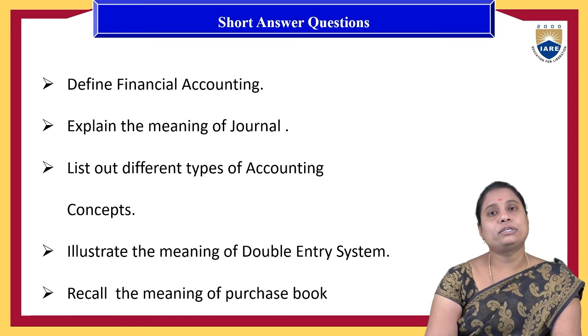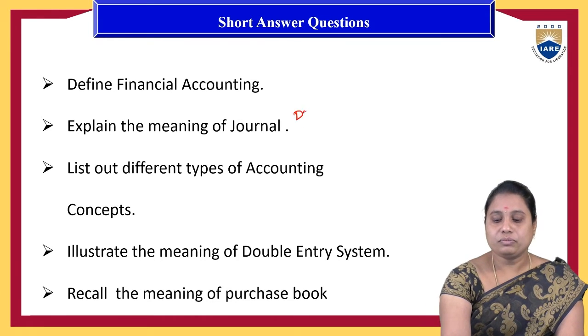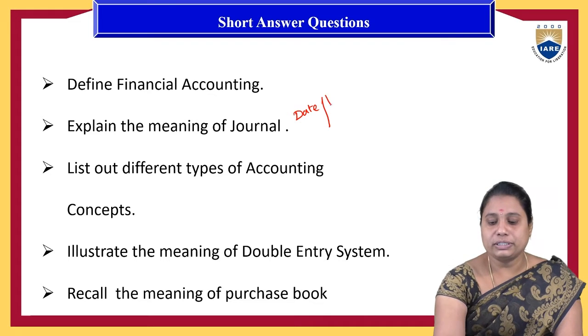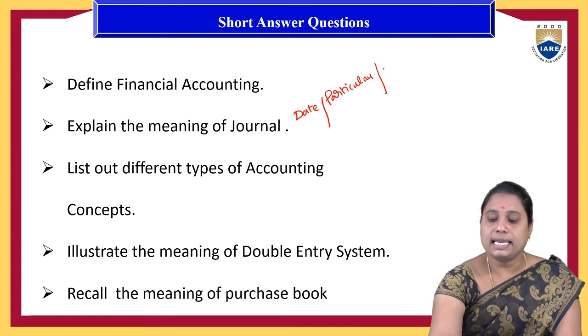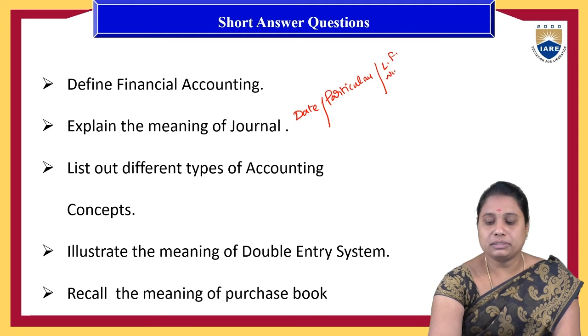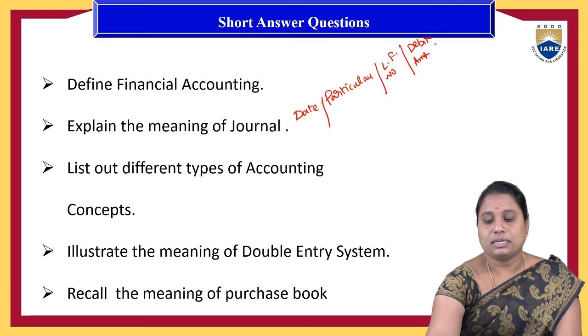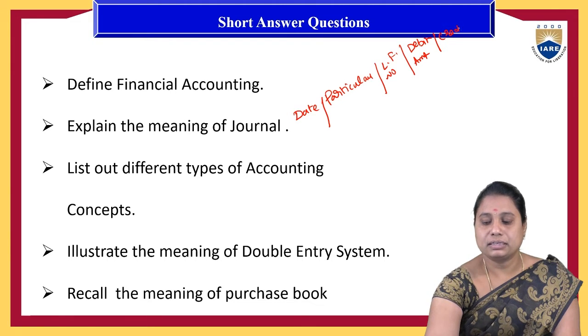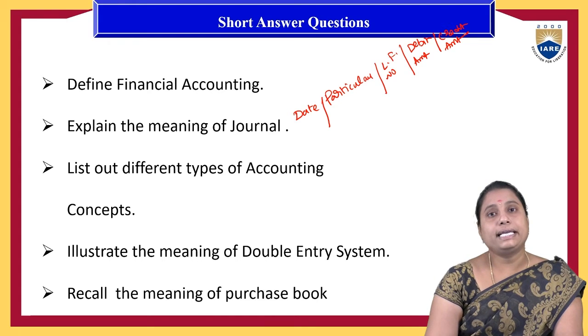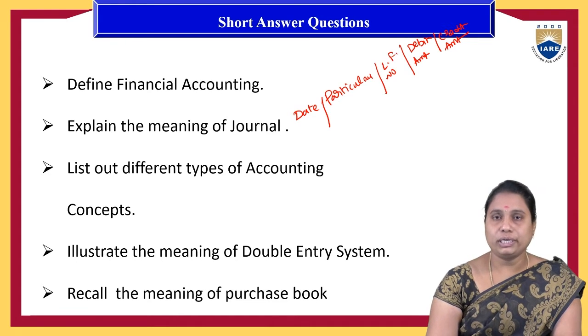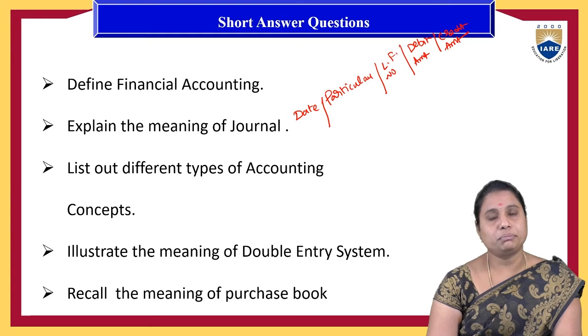And the pro forma related to the journal is the date column and particulars column, and LF, ledger folio number, debit amount, and credit amount. So that pro forma and entry meaning, everything we need to explain under the journal meaning.